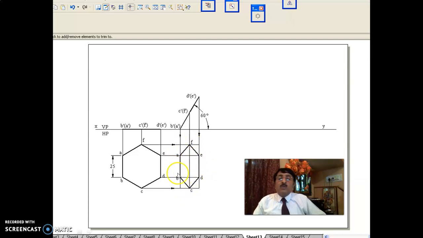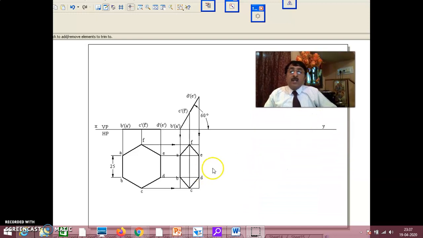Now, you should know at this stage, out of the 6 edges, which have maintained true length. As you know here, this is 25, meaning AB. Since it is in HP, AB anyway has to be in true length. Since DE is parallel to HP, this is also true length. All other edges AF, EF, BC and CD, since they are inclined, have all lost true length. Okay.